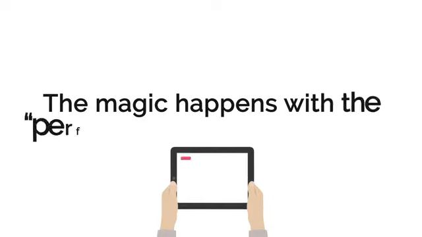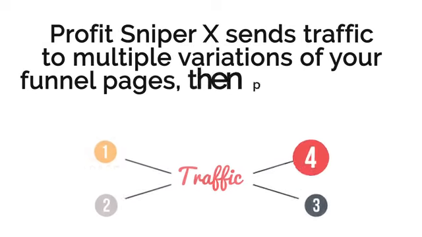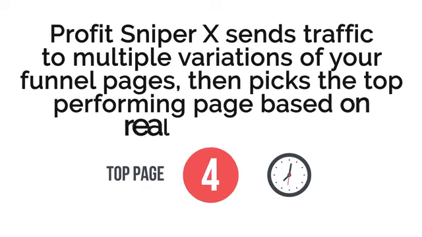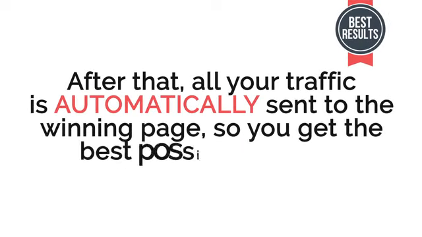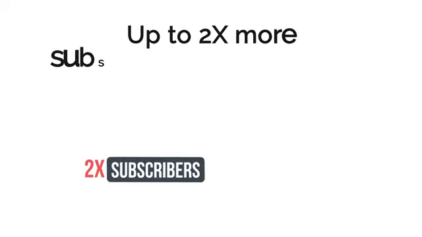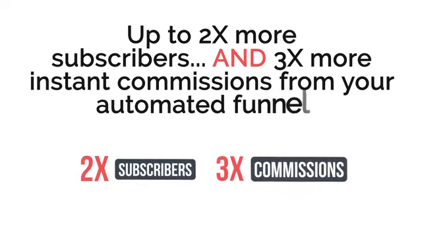Each of your included smart funnels includes a lead page and a money page to generate leads and commissions. The magic happens with the perfect campaign technology. Profit Sniper X sends traffic to multiple variations of your funnel pages, then picks the top performing page based on real-time data. After that, all your traffic is automatically sent to the winning page so you get the best possible results, up to 2 times more subscribers and 3 times more instant commissions from your automated funnels.